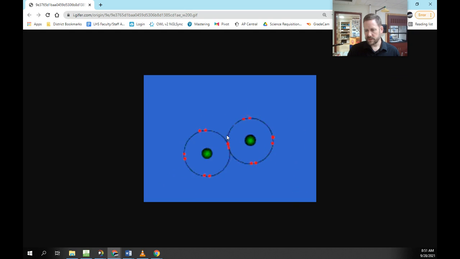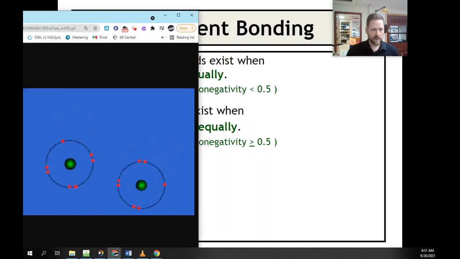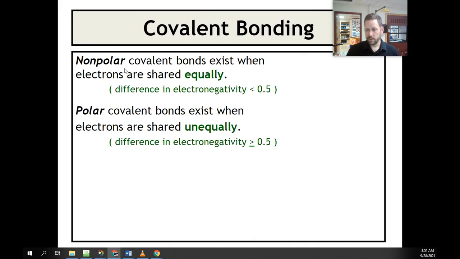If both of these were the same element, like fluorine atoms or chlorine atoms, then those electrons right around those bright lights would be shared equally. And that means we'd be talking about a nonpolar covalent bond, because the difference in electronegativity between two fluorine atoms is zero. If the difference in electronegativity between two atoms is very low, like maybe between oxygen and fluorine, or maybe between oxygen and nitrogen might be a better example, then it's going to be considered a fairly nonpolar covalent bond. If the difference in electronegativity is high, then we consider that to be a polar covalent bond.